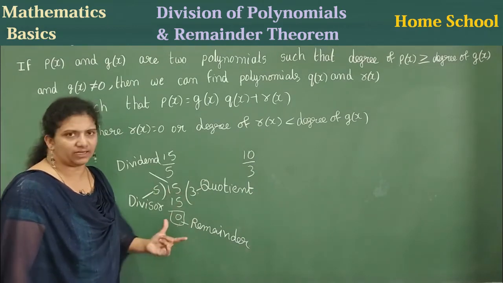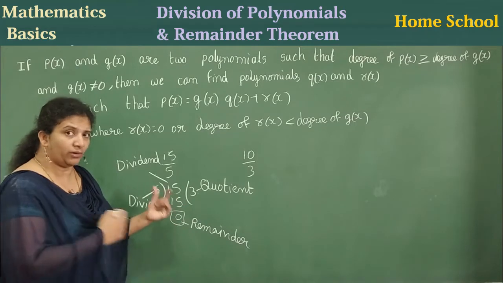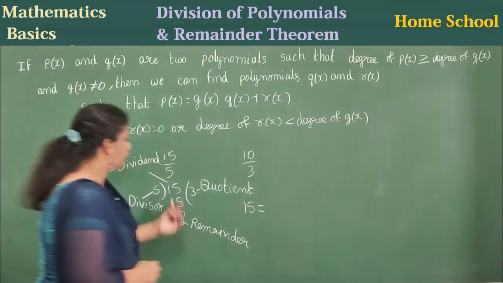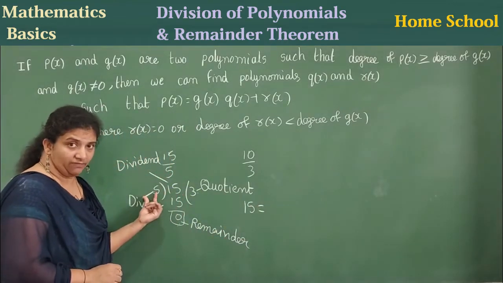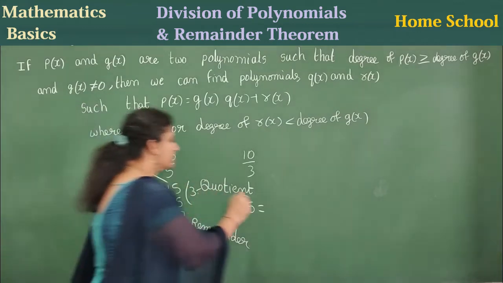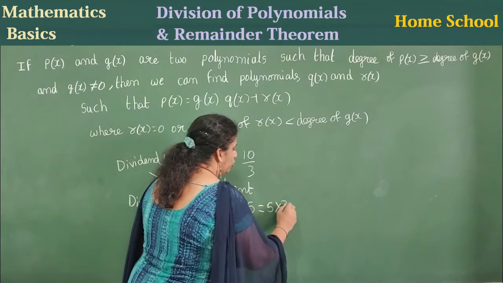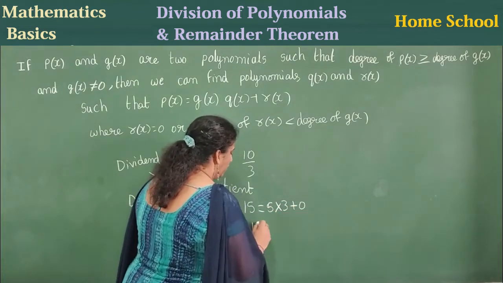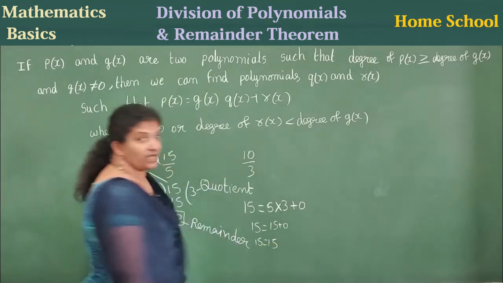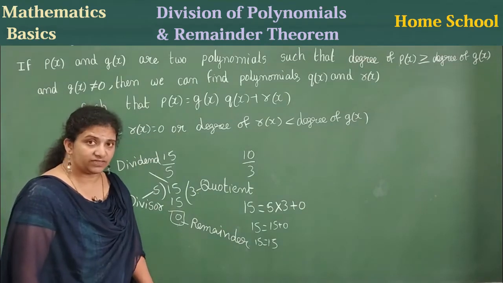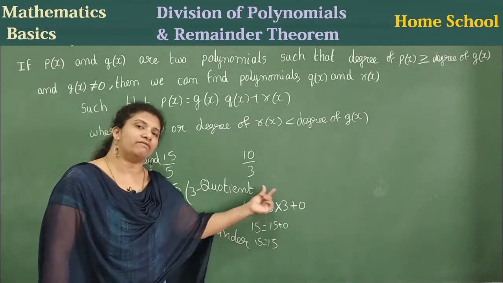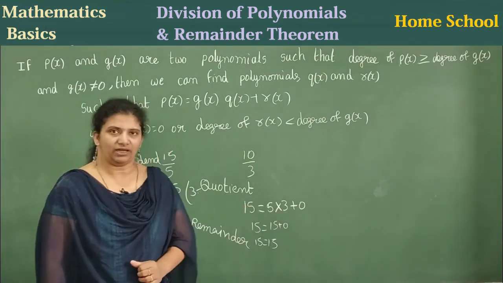Okay, this is a simple technique, children. So again, how can you write this statement? How do you get this 15, children? Divisor into quotient plus remainder, you get 15. Let's check it out. What is your divisor? 5 into quotient plus remainder 0. 15 equal to 15 plus 0, and 15 equal to 15. Yes, correct. How can we get here? The dividend is equal to divisor into quotient plus remainder.